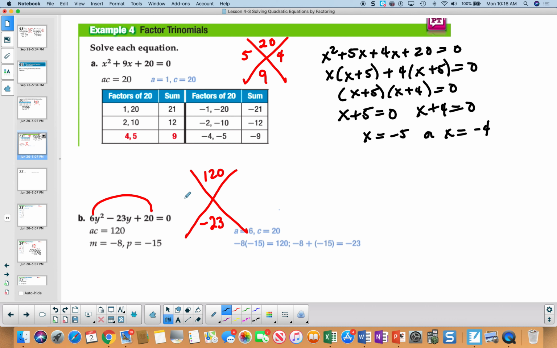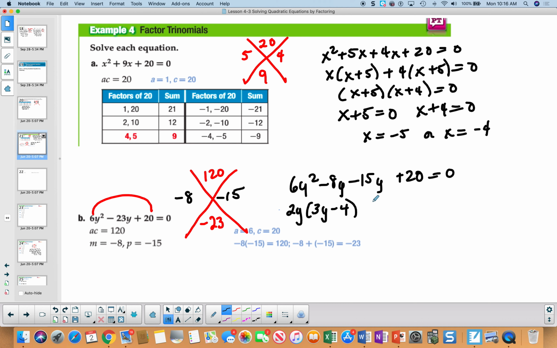The two negative numbers are negative 8 and negative 15. When you multiply those two, we do get the 120. And when you add them, you get the negative 23. Okay, so we're going to write 6y squared, and we're going to replace the negative 23 with negative 8y minus 15y and plus 20 is equal to 0. Now factor by grouping, that's going to be 2y. Now we'll have a 3y minus 4.